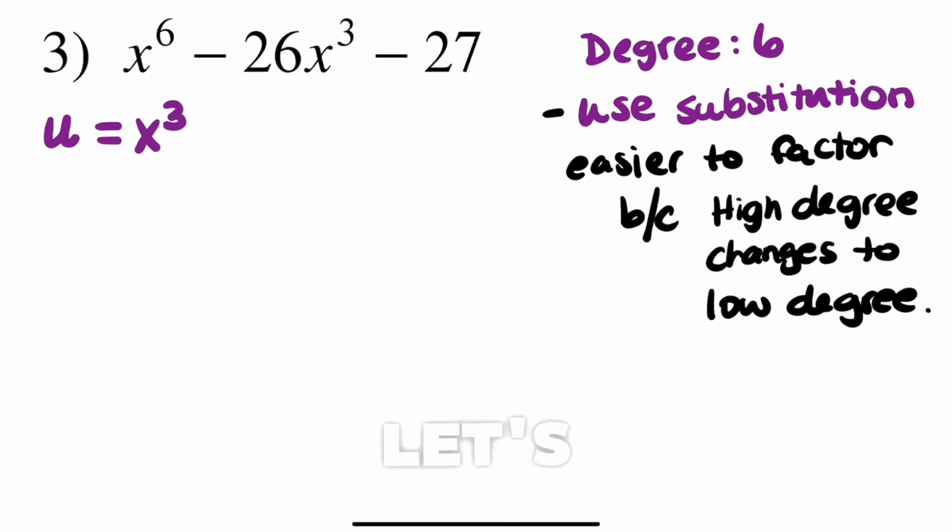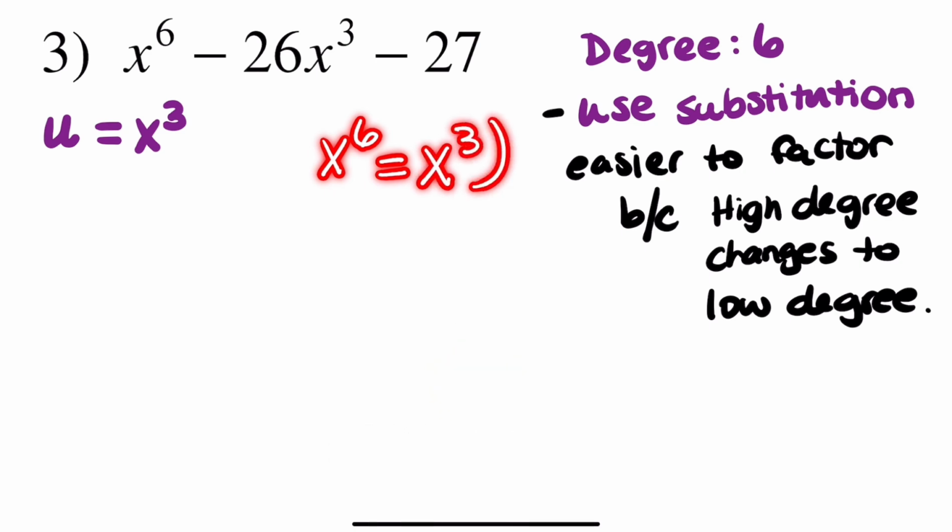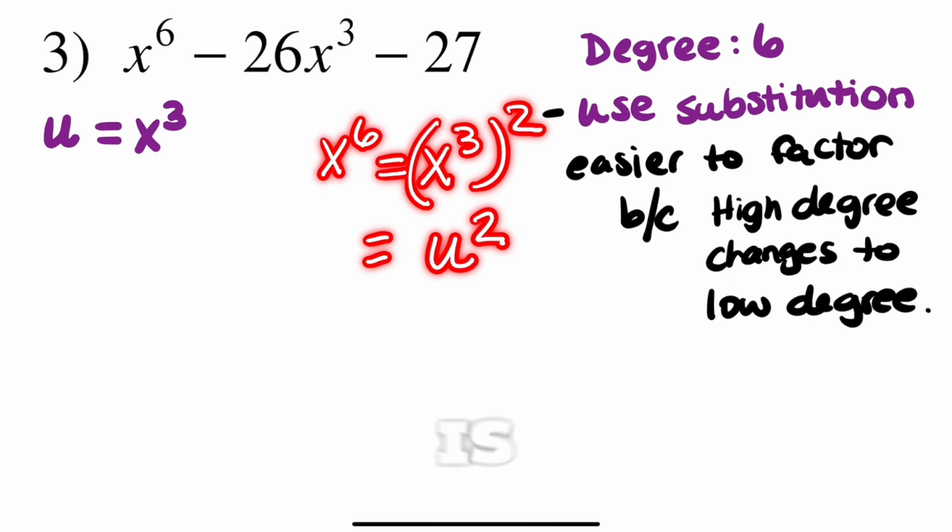So again, let's go back through it. x to the sixth power can be written as x to the third power to the second power. So that means since u is x to the third power, I can now write this as u squared. See that? So now x to the sixth is u squared.